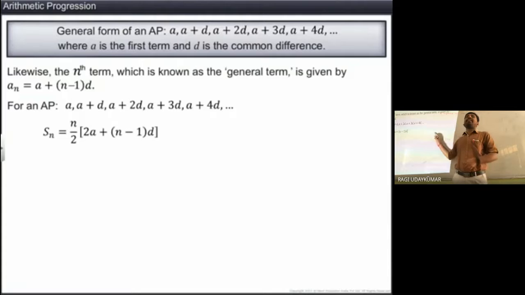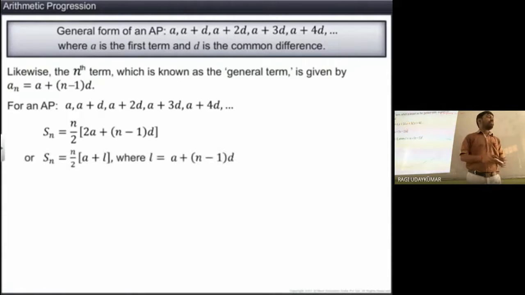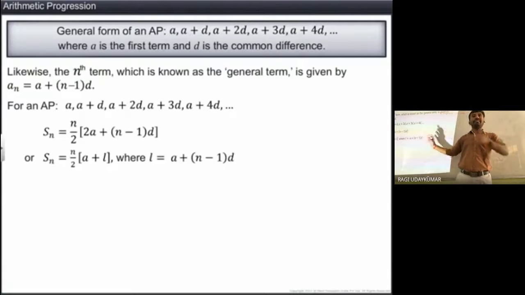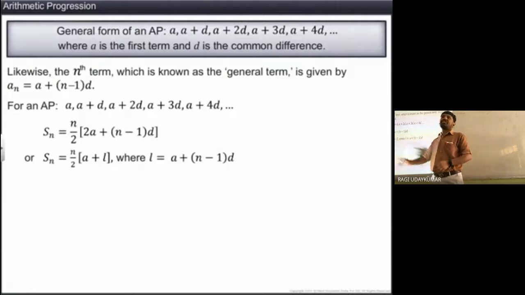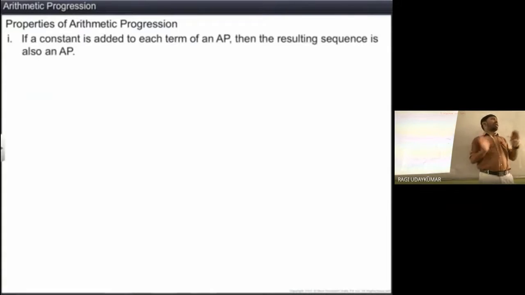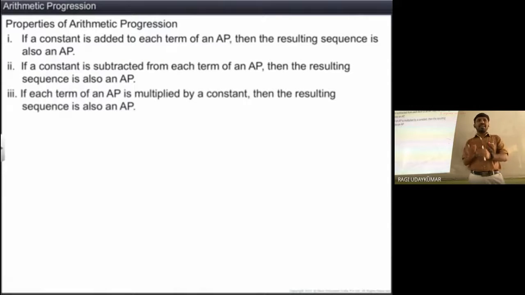The sum of the n terms of an arithmetic progression is Sn equals n by 2 of 2a plus n minus 1 into d. That you have already learned. And when the first and last terms are given, it can be written as n by 2 of a plus l, where l is the last term, the nth term. So all these things you have already learned, and we are just recalling them.